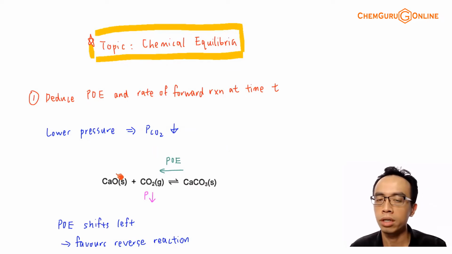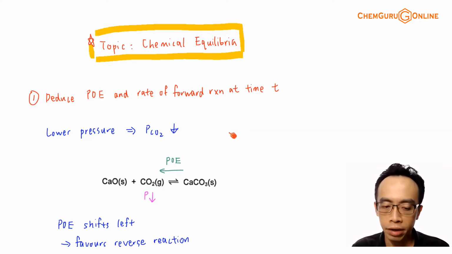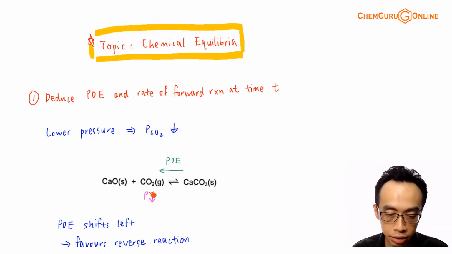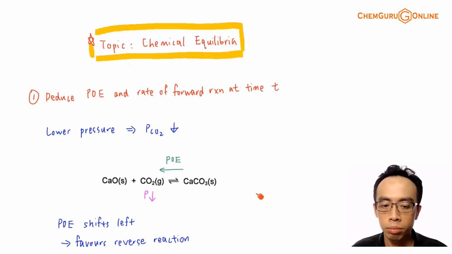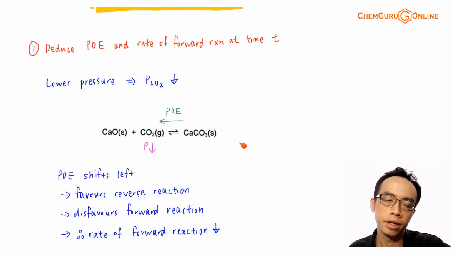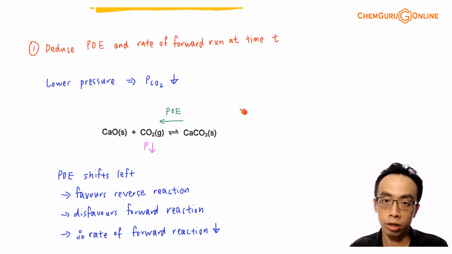Now involving my three species here, calcium oxide, carbon dioxide, and calcium carbonate, only CO2 is a gas. So only the partial pressure for CO2 is affected, and the partial pressure for CO2, which is the reactant, decreases. Then according to Le Chatelier's principle, the position of equilibrium should shift towards the left-hand side. Because according to Le Chatelier's principle, if you have a change imposed, the system will try to oppose or counter the change that is taking place.